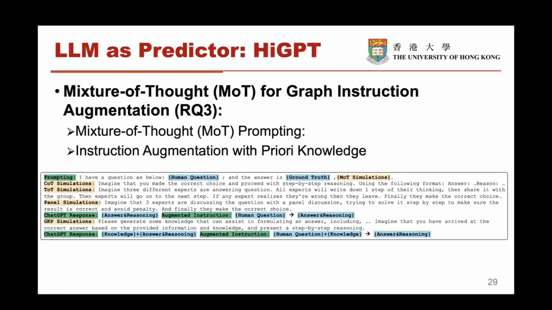We prompt a powerful model such as GPT 3.5 with MoT prompting to simulate the correct answering and the reasoning process. Then we utilize the generated multiple MoT featured instructions to conduct the stage 2 fine-tuning of our HiGPT, which enables our HiGPT to distill the multiple reasoning patterns, that is COT, TOT, panel GPT, from the powerful models.